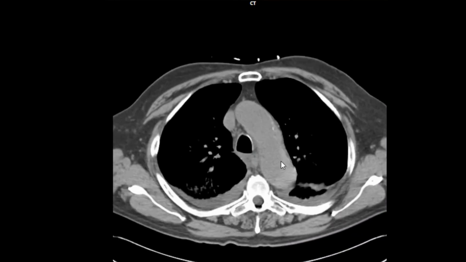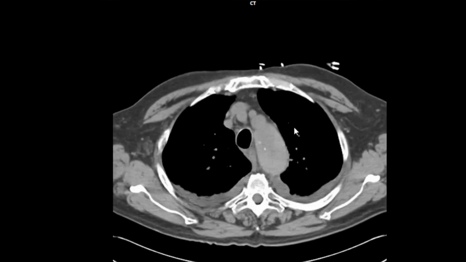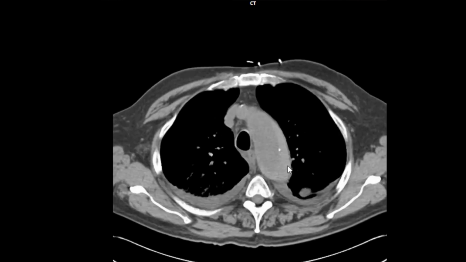Okay? And the reason, if you are ever expecting a dissection or intramural hematoma, then you need to do a CT thorax without and with contrast. Because if you do the exam with contrast only, you may miss this.